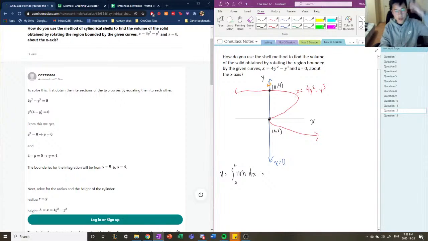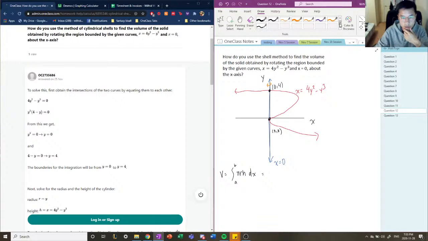Okay, so let's think about this more geometrically and more in terms of the graph. So first of all, let me see if we have a different color here. All right, let's say that we have a rectangle from here to here. All right, let's do more rectangles. And let's say that we have another rectangle from here to here.